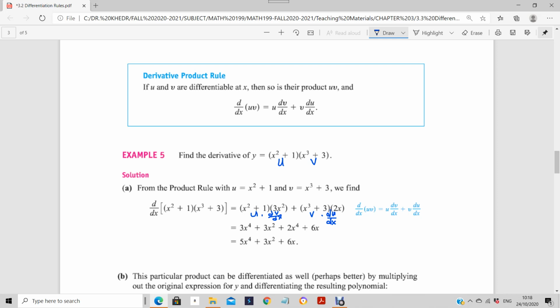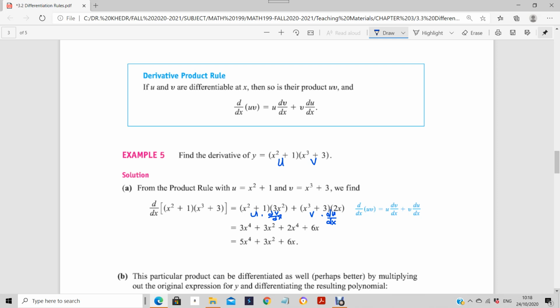And then you need to expand these brackets. You will get 4 terms, and then you collect the like terms. You will get the final answer as 5 times x to the power of 4 plus 3x squared plus 6x. Okay? So this is the way we solve such a question, by using the product rule.